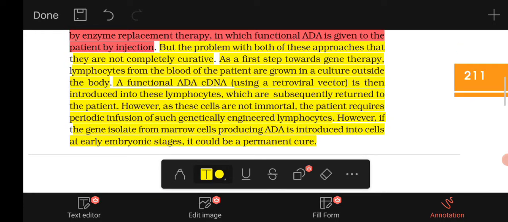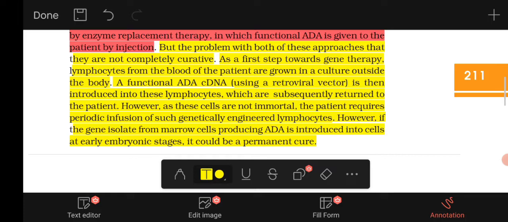So I'll again repeat those points. First, bone marrow transplantation can be done in few children, but it's not completely curative. Then enzyme replacement therapy, in which functional adenosine deaminase is introduced into the patient, but it's not completely curative. Then we did the gene therapy. The first step is to take the lymphocytes out of the blood, grow them in the culture medium, then using a retrovirus vector, introduce the adenosine deaminase cDNA. Then subsequently they are returned to the patient, but since they are not immortal, they require periodic infusion.